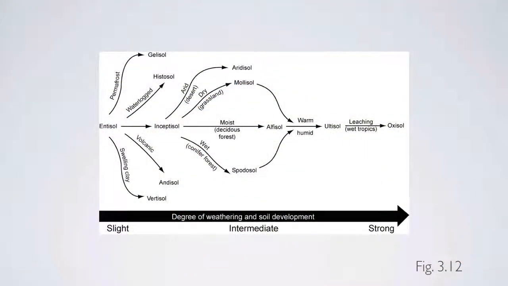There's a general pattern by which these soils are formed. So we talked about how an entisol is generally what you start with before there's really any weathering that occurs. And then from the entisol, depending on the conditions, if you have a relatively cold system with permafrost, you'll generate the gelisol. If it's a waterlogged soil, it's a histosol. Volcanic entisols we think of as andisols. And sometimes we have something called a vertisol, which has a lot of swelling clays in it.